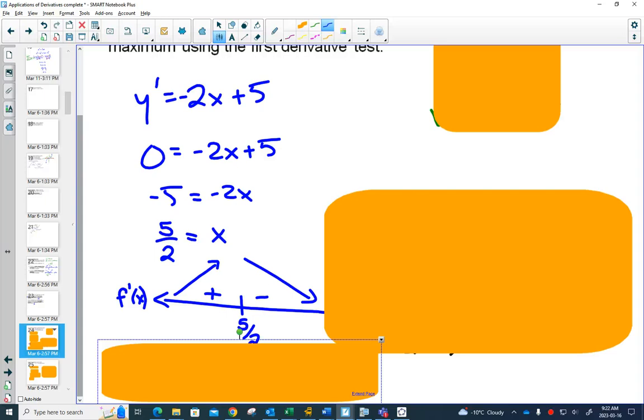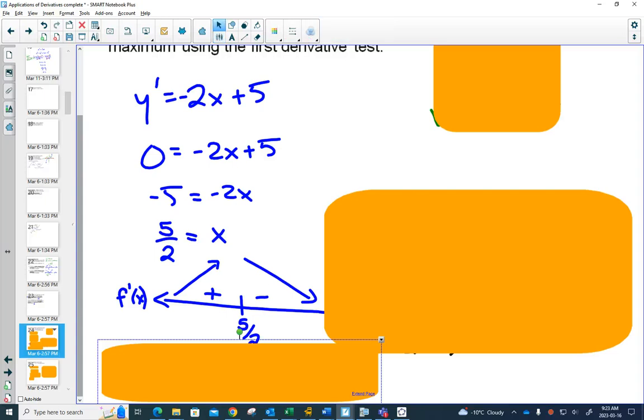So for example, what's less than 5 over 2? I like to use 0. 0 usually makes mental math nice and easy. Plug 0 into my equation, I would get 5. This section's always positive. Plug in something bigger than 5 over 2, like 10. It's going to be obvious when I plug 10 into my derivative. Negative 20 plus 5 is negative. This section is going down.